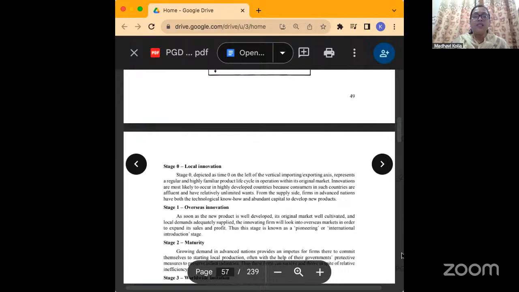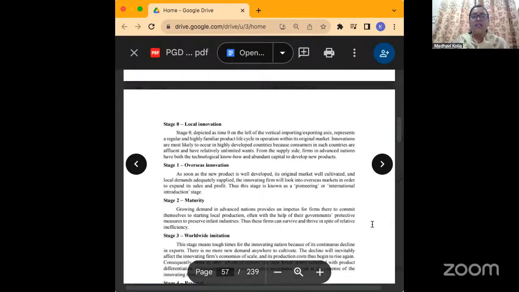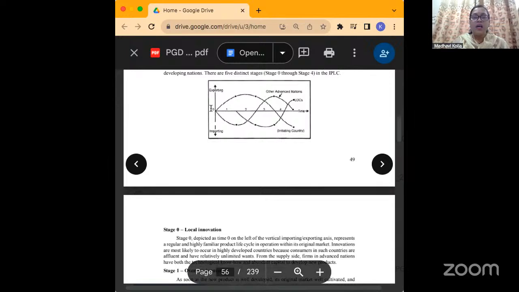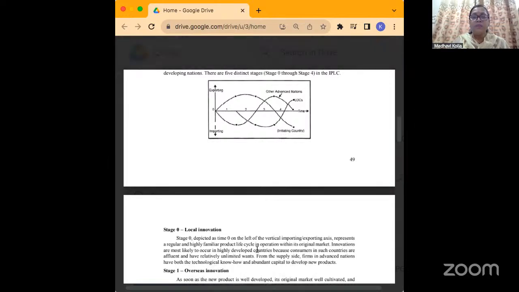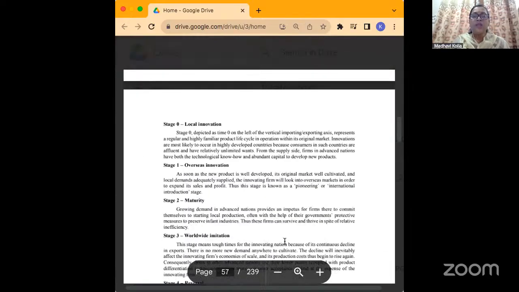So the first one is stage zero. So here we are talking in terms of local innovation. So stage zero, which is depicted as time zero, as we have seen. I'll just move up the slide so you can see here. For example, we are seeing zero. So this is the initial stage. So this is where the local innovation happens. So stage zero represents a regular and highly familiar product life cycle in operation within its own original market. So what is that original market? The domestic market where the product has already been introduced.